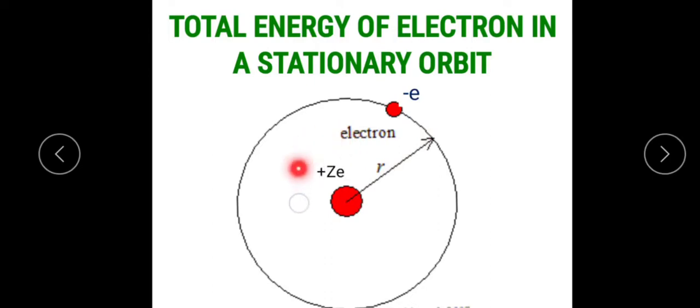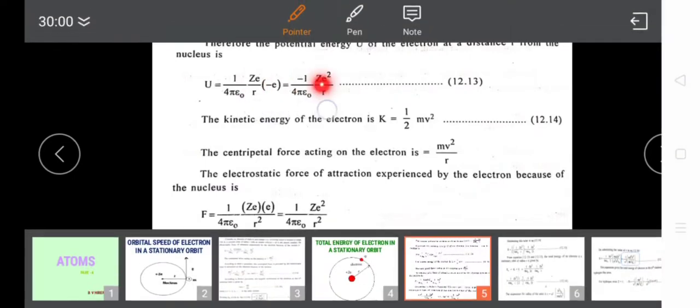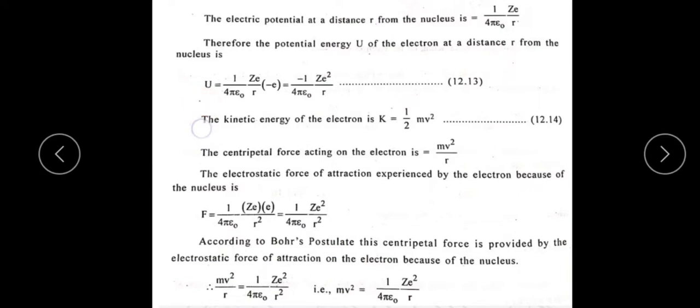This is r. This is the charge of the nucleus, Ze. The charge of the electron is considered as minus e. Hence U is equal to 1 divided by 4 pi epsilon naught, Ze divided by r. Multiplying these two, minus e into Ze becomes minus Ze square. Then U is equal to minus 1 divided by 4 pi epsilon naught, Ze square divided by r. This is equation number 12.13.